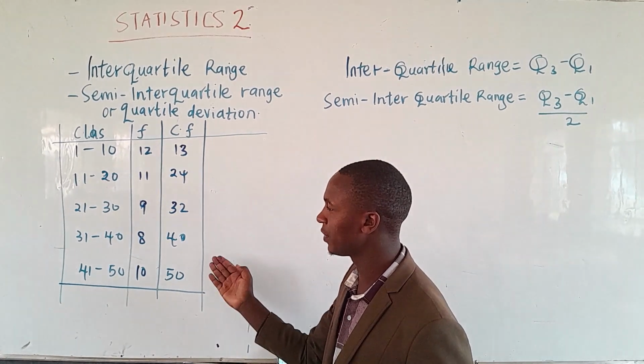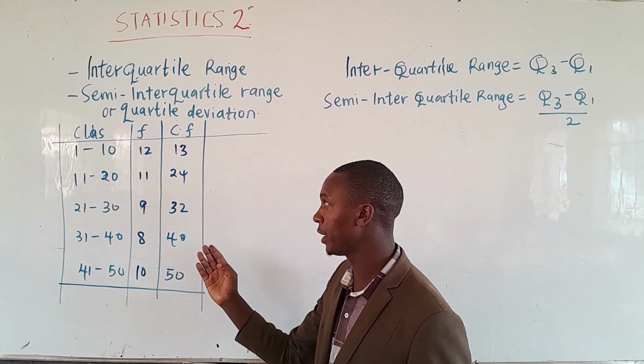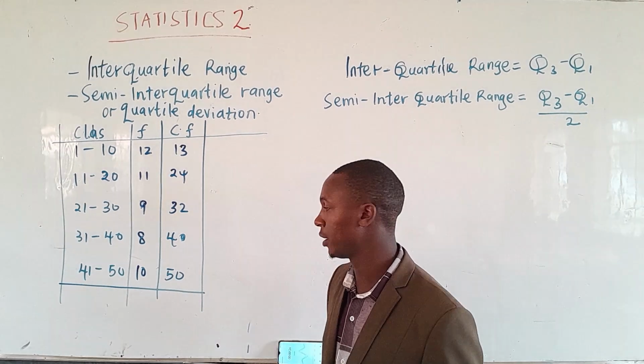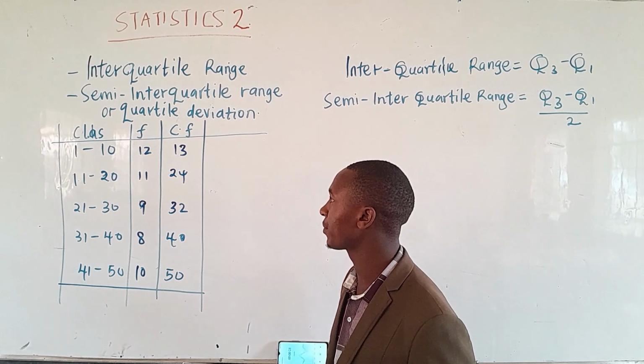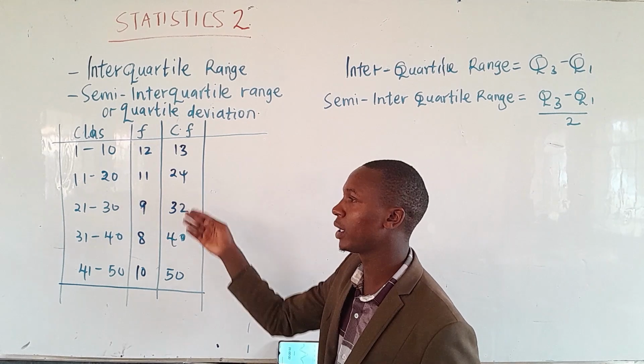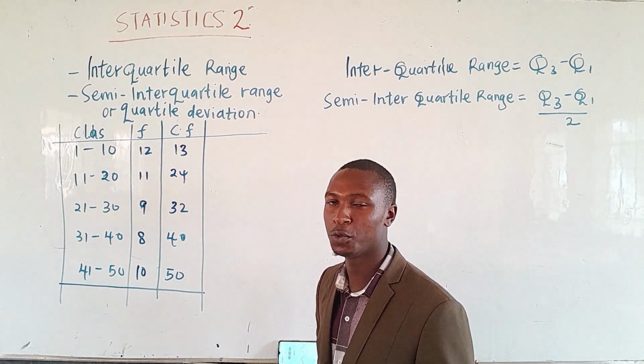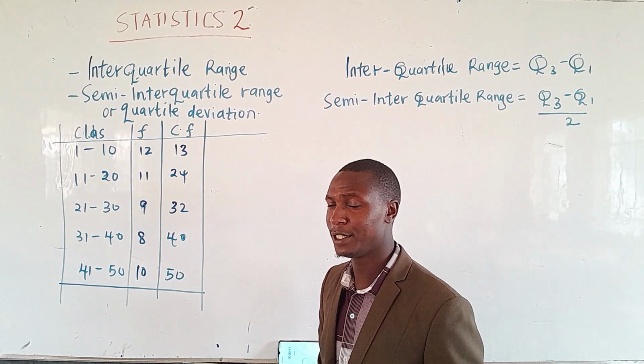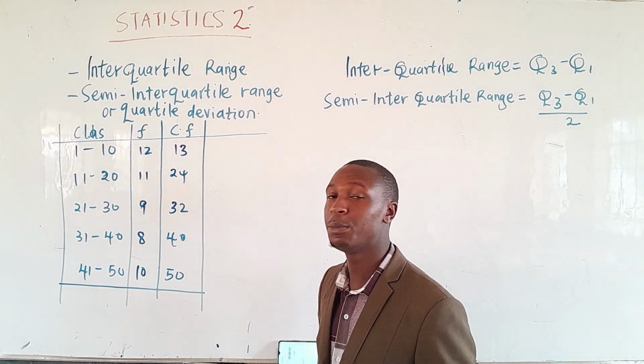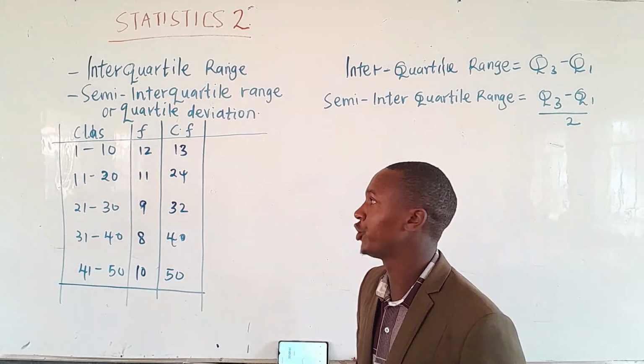Now we have a set of data here with the classes from 1 to 10 all the way to 41 to 50. We have their frequencies, and we have also worked out their cumulative frequencies. So all we need is to learn how to calculate the quartile deviation or the semi-interquartile range.